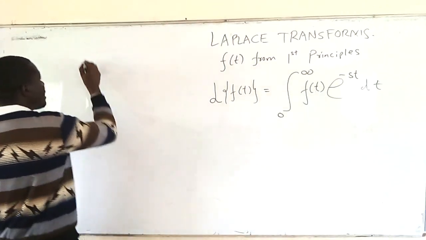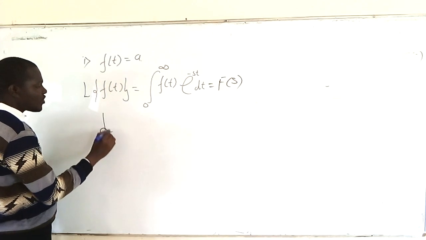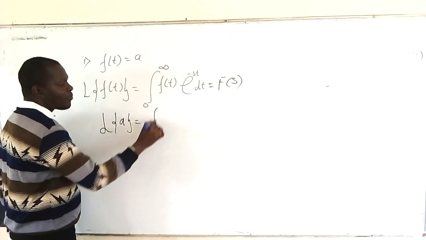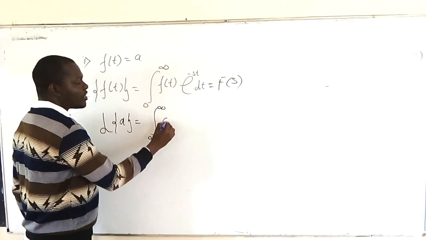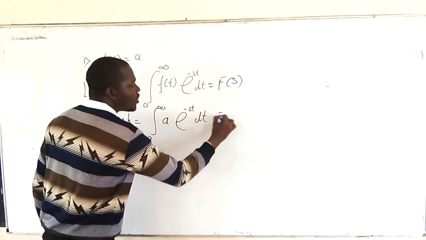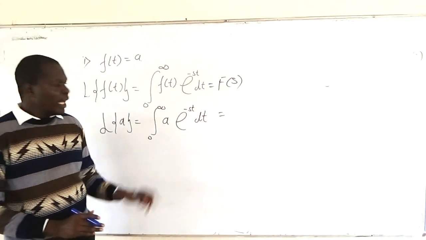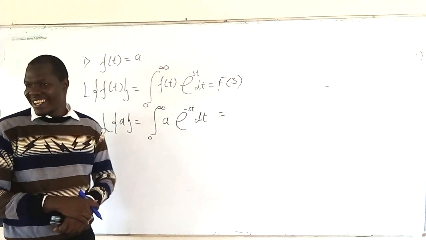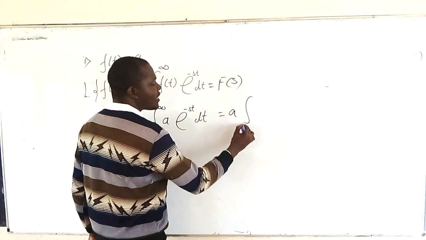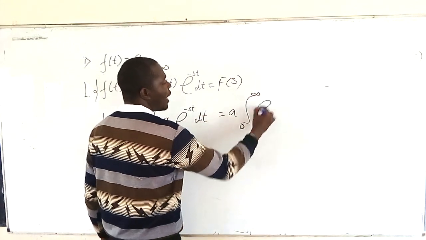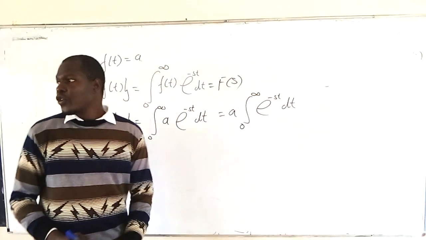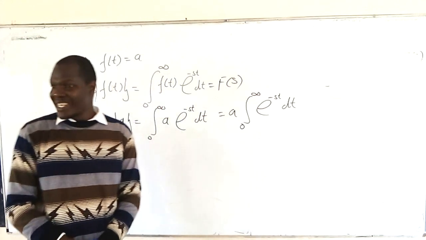So, Roman number 1. The Laplace transform of A is the integral from 0 to infinity, our f of t is A exponential negative st dt, which is equal to what? A constant can be factorized outside. So if you factorize out the constant A, you remain with the integral from 0 to infinity of exponential negative st dt. How do you integrate an exponential function?